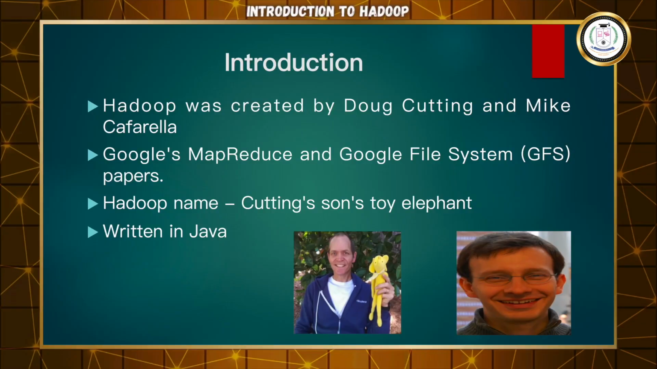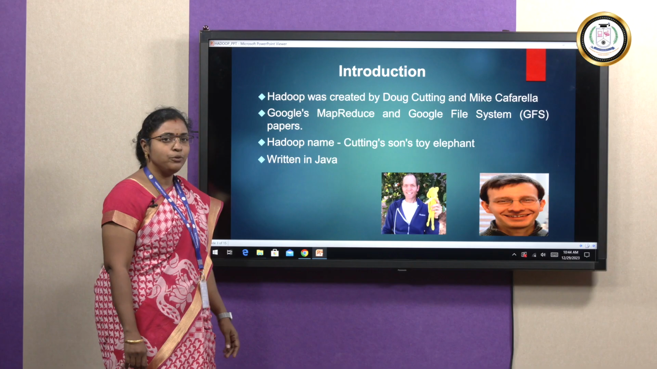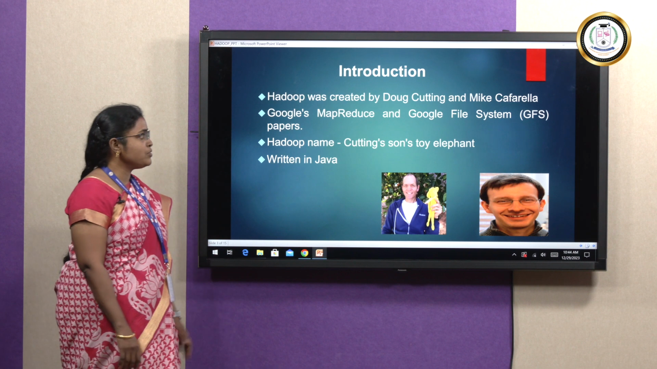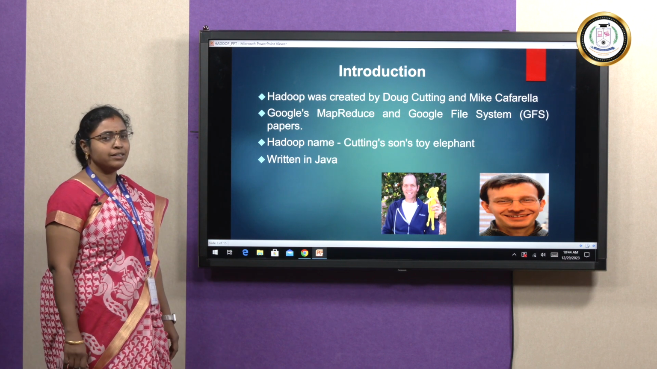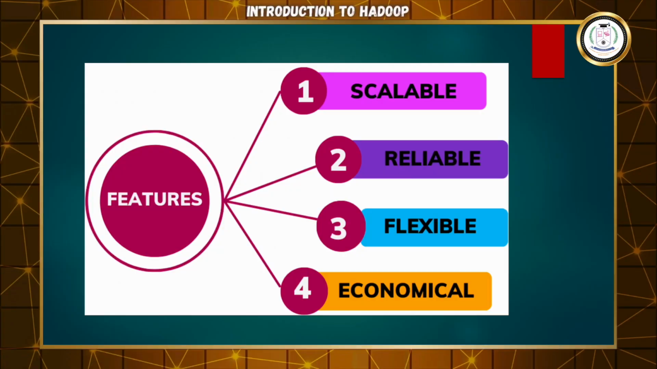Introduction to Hadoop. Hadoop was created by Doug Cutting and Mike Cafarella, who were inspired by Google's MapReduce and Google File System. The name was chosen after Cutting's son's toy elephant. Hadoop is fully written in Java. And these are the features of Hadoop.